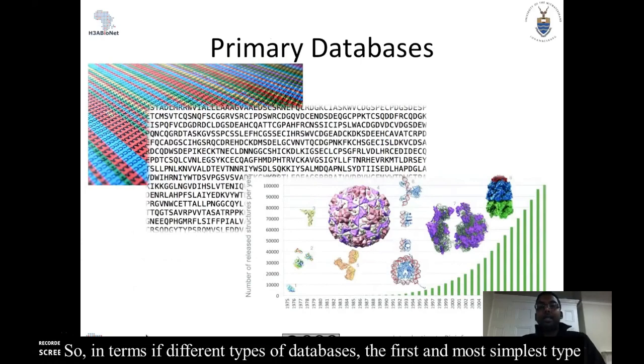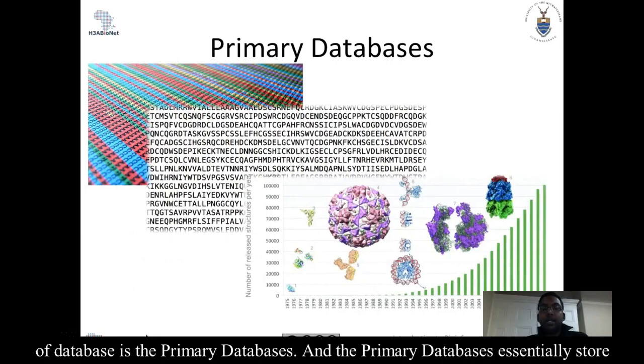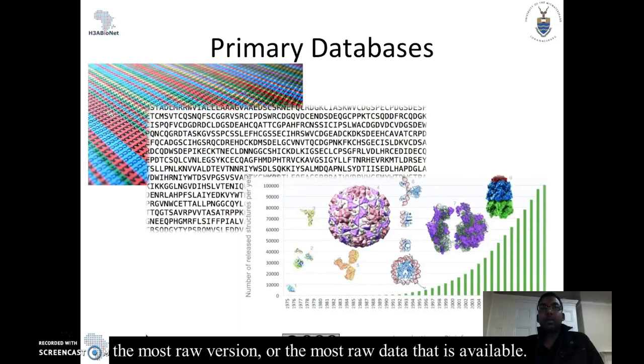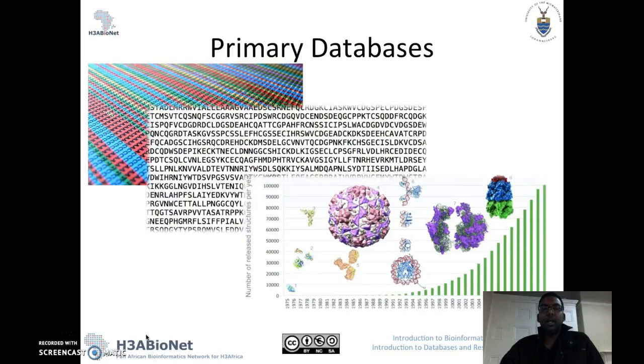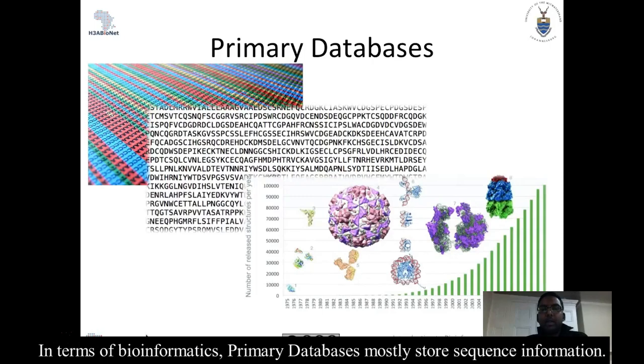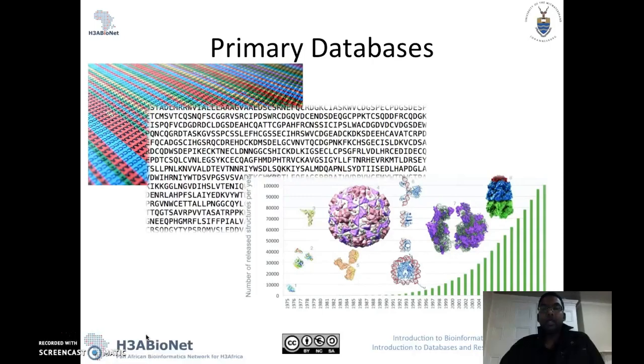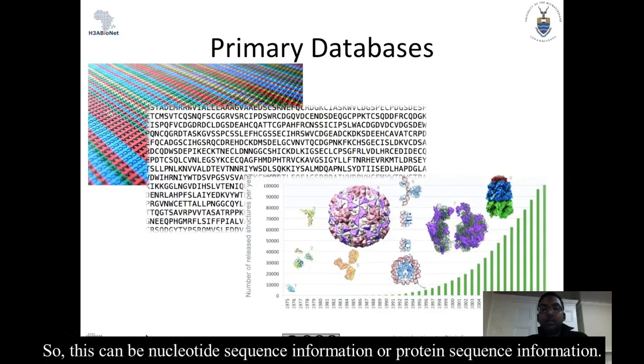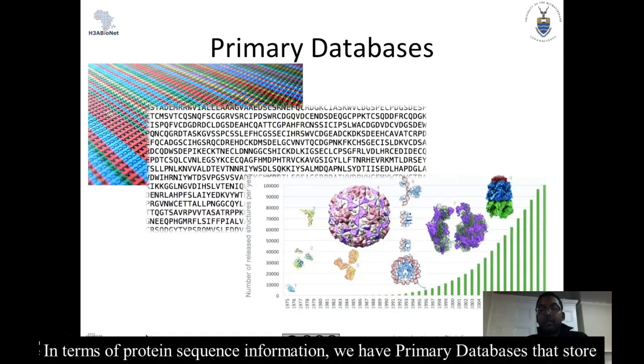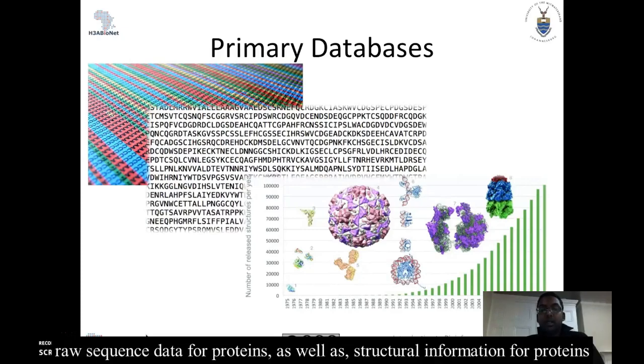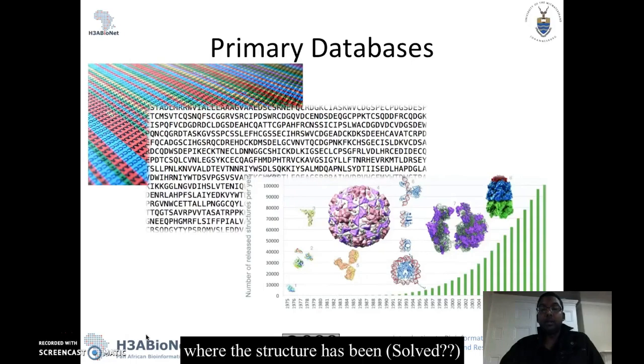So in terms of different types of databases, the first and simplest type of database is the primary databases. The primary databases essentially store the raw data that's available. And in terms of bioinformatics, these primary databases mostly store sequence information. So this can be nucleotide sequence information or protein sequence information. In terms of protein information, we have primary databases that store raw sequence data for proteins, as well as structural information for proteins where the structure has been solved.